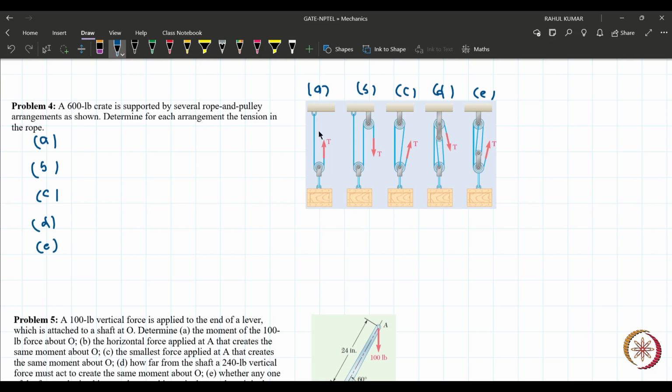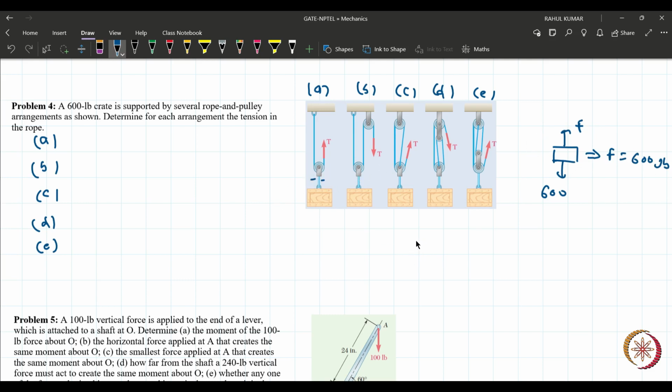Here the string is the same. If you make an FBD, the load is 600 here. Suppose this force is F, so by equilibrium you can write F equal to what? 600 lb. Now this F will act as a force on this pulley.